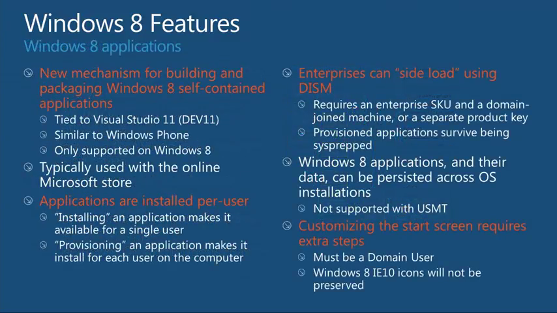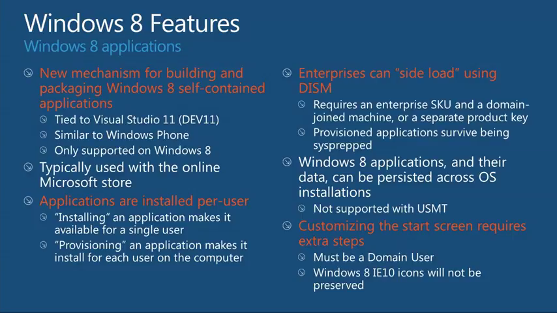The next big change is around applications. So Windows 8 supports a brand new model for building and packaging self-contained applications. It's tied to the latest version of Visual Studio. It's very similar to Windows Phone, where you actually build the application and package it into a single file. So it's not quite like the old MSI files. It's more like, well, it's almost like a big zip file.